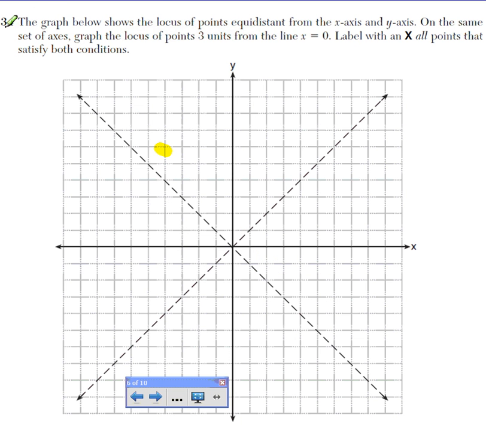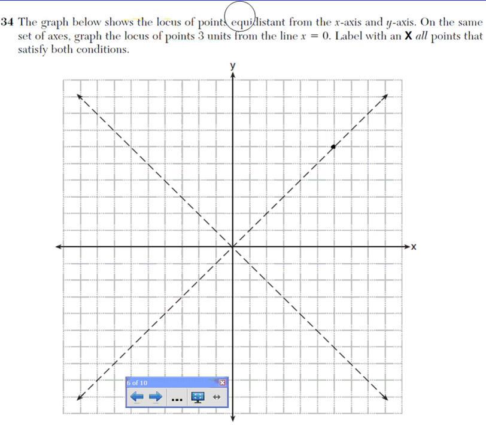So it says the graph below shows the locus of points equidistant from the x-axis and y-axis. Here's what that means. You pick a point on any of these dashed lines, you're going to be equidistant from the x and y-axis. Say I pick a point here. The distance to the x-axis is the same as the distance to the y-axis. It's equidistant from the x-axis and the y-axis. So that's what that means.